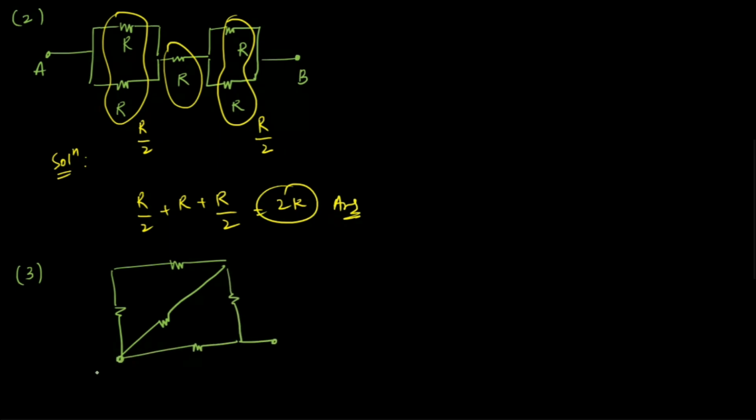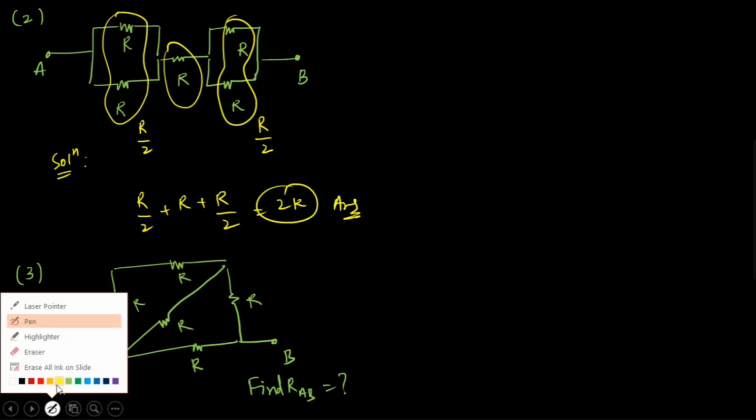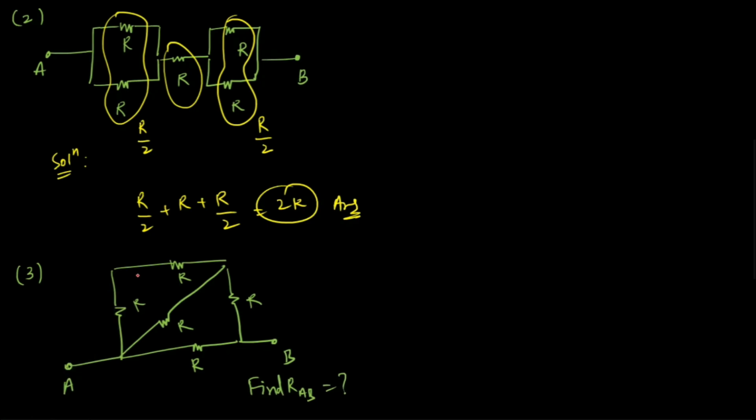So this is the circuit now. Again, the question is almost the same. You have to find the net resistance, assuming the value of all the resistors to be R. Find RAB, the resistance between point A and point B. Try it out. 2R. How did you do it? So one is in parallel and the other 4 are in series.